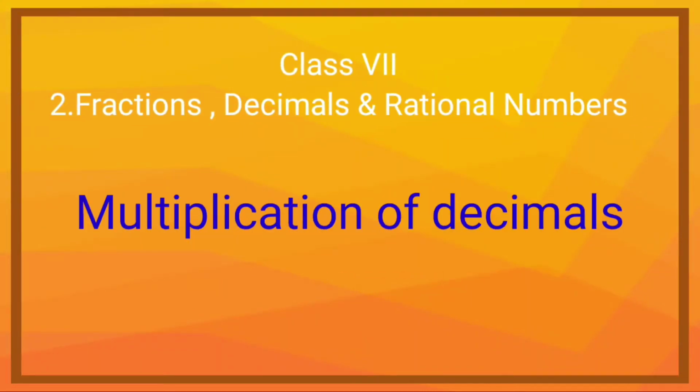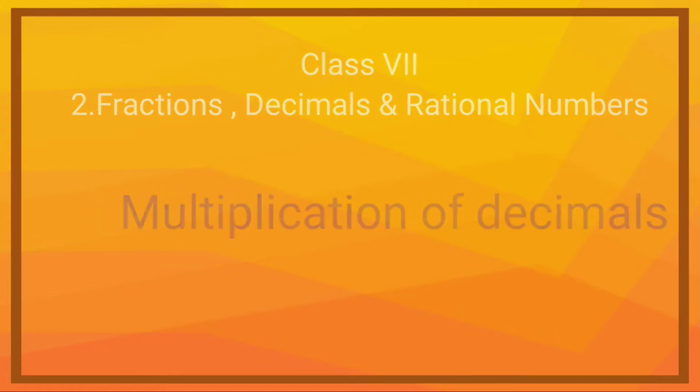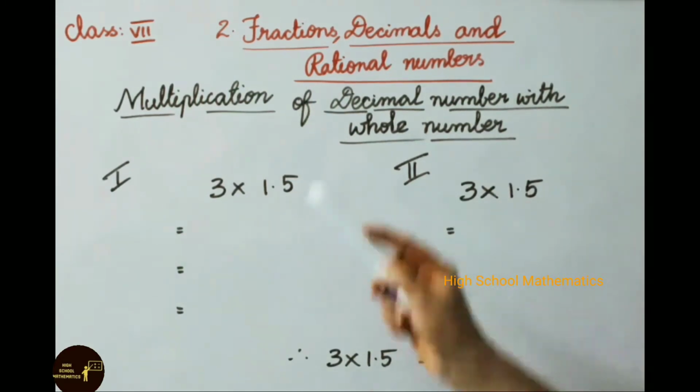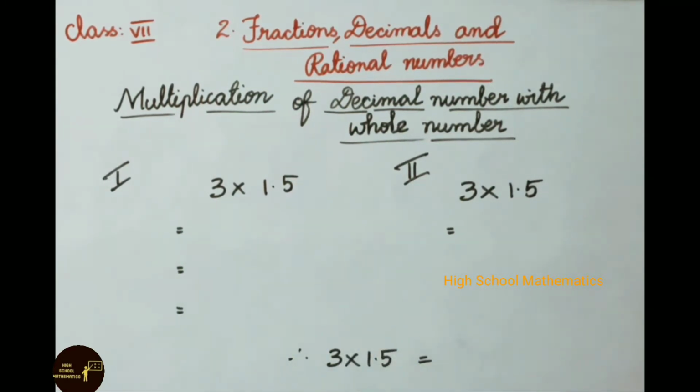Today we are going to learn class 7 chapter 2, fractions, decimals and rational numbers, multiplication of decimal numbers. Let us see multiplication of a decimal number with a whole number. This sum can be done in two methods. Let us see the first method, 3 into 1.5. 1.5 is a decimal number and 3 is a whole number. Now let us see how to multiply them.